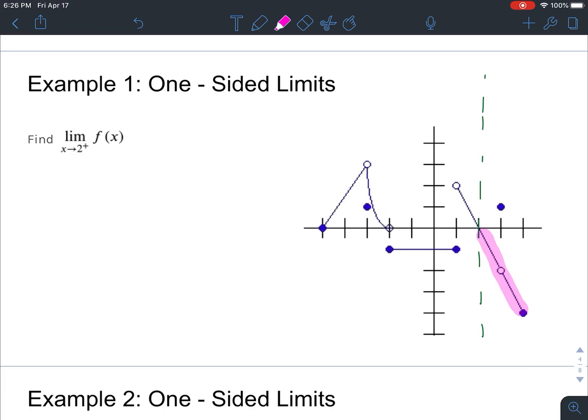And I notice that as x gets close to 2, y is getting close to 0. So this is our value of y equals 0. So that means the limit of f of x as x goes to 2 from the right side is 0.